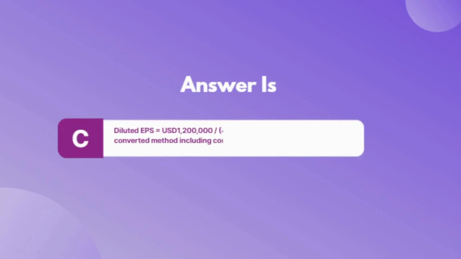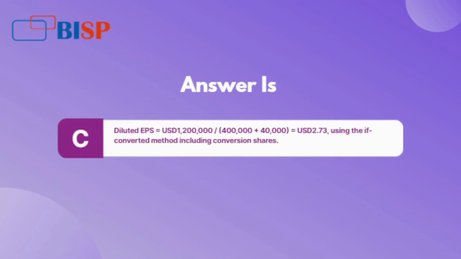Answer is C. Diluted EPS equals $1,200,000 / (400,000 + 40,000) equals $2.73, using the if-converted method including conversion shares.